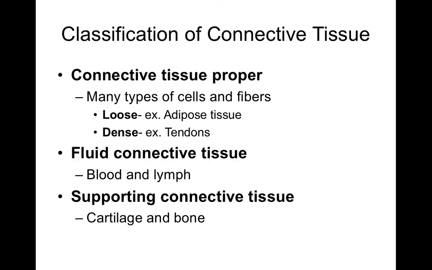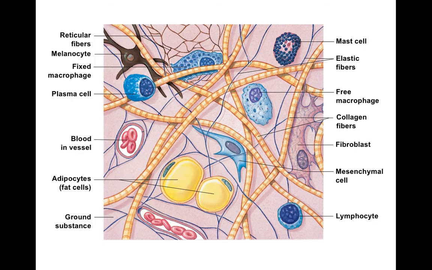Connective tissue is our third type of tissue. We have three major types. We have connective tissue proper. This is what basically connects all the tissues of the body together. We have fluid connective tissue, which is the blood and the lymph. And then we have the supportive connective tissue, which is all the cartilage and bone, which we talked about in lab a little bit. This is a diagram of what loose connective tissue would look like.